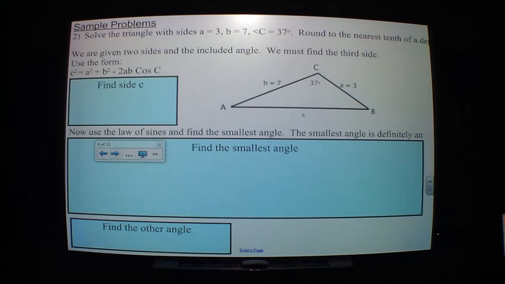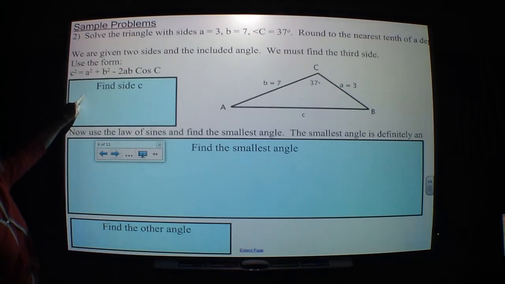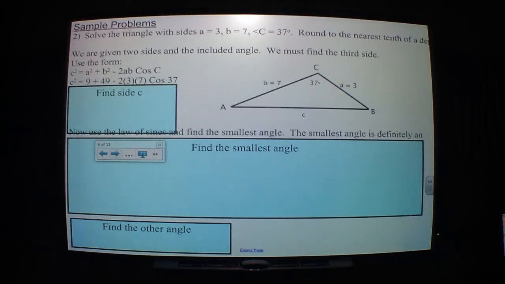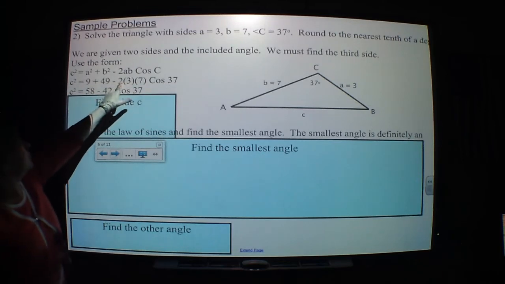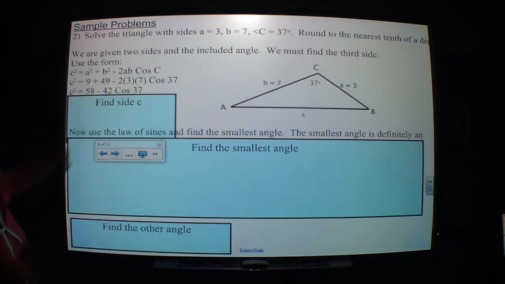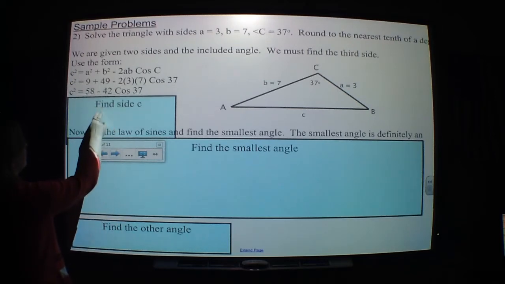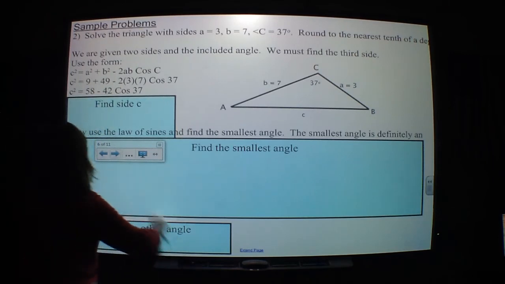C squared is equal to A squared plus B squared minus 2AB cosine of C. So C squared is equal to 3 squared plus 7 squared minus 2 times 3 times 7 cosine of 37. 9 plus 49 is 58, and 2 times 3 times 7 is 42. Put this in your calculator. C is equal to the square root, which is what we put in our calculator.